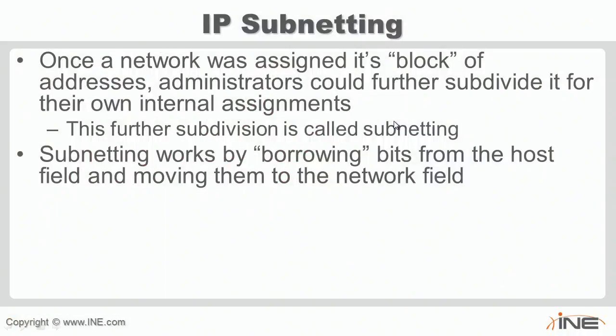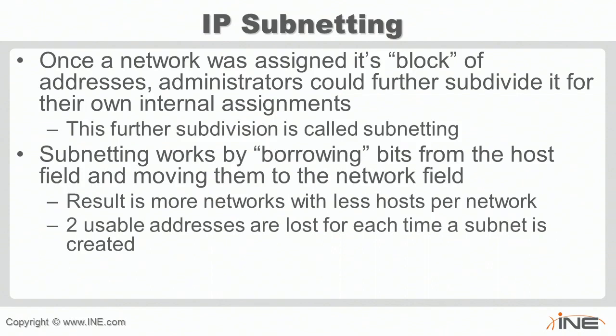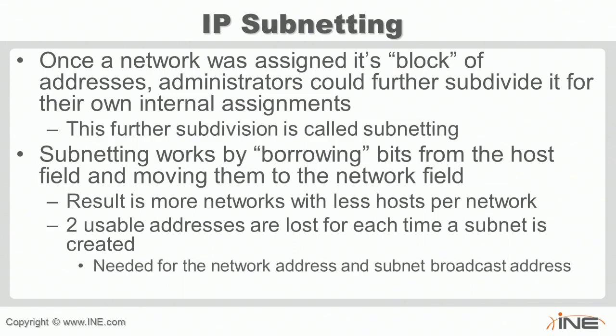And the end result of this is that we're going to have more networks, but fewer hosts per network. Now, the only restriction is that when we create more networks, there are 2 specific values that need to be reserved. It's the first address in the range and the last address in the range. The first address in the range is needed for the network address itself. This is what the routers are going to use to figure out how to route my packets in order to get there. The last address in the range is known as the subnet broadcast, or sometimes the directed broadcast.